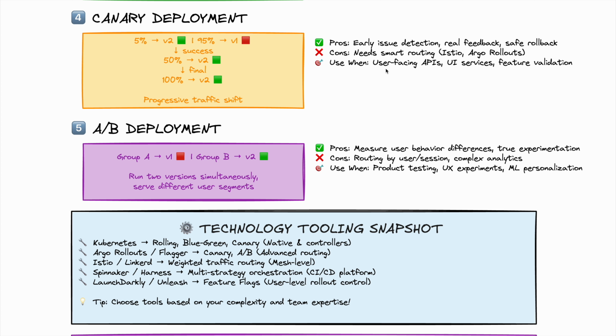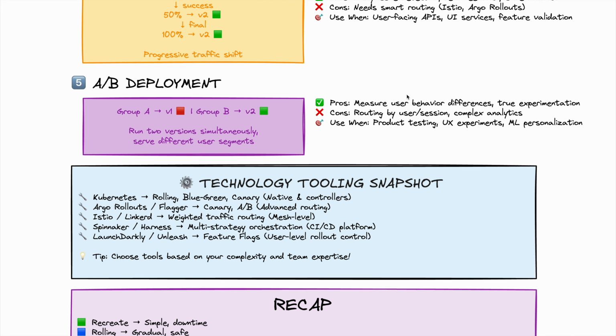We use that for user-facing APIs, for UI services, and for feature validation. And what are the cons of this approach? The con is that it needs smart routing, so we usually use Istio or Argo Rollouts.